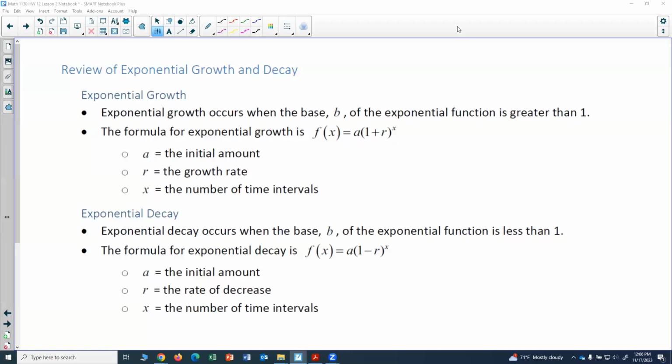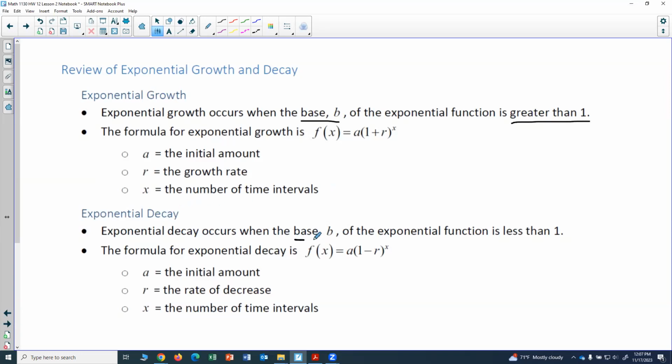This video gives a quick review of exponential growth and decay. Growth occurs when the base b of the exponential function is greater than 1, and the formula for exponential growth is f of x equals a times the quantity 1 plus r to the x power, where a is the initial amount, r is the growth rate, and x is the number of time intervals.